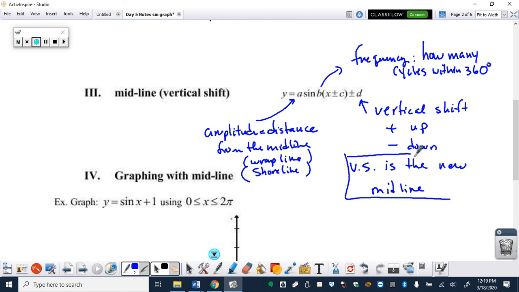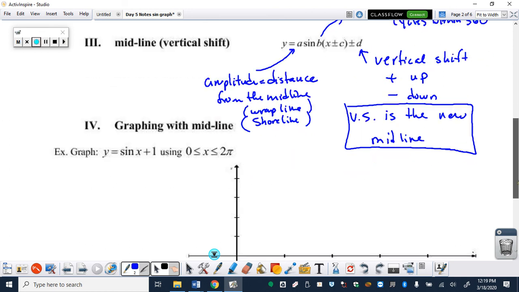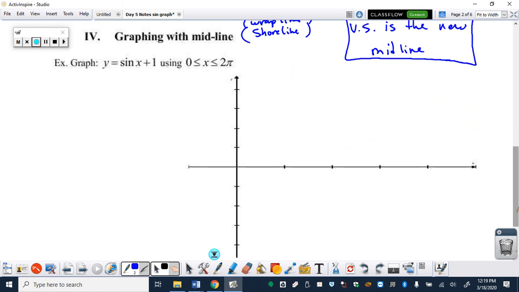Big idea for this section: when we shift the graph, the entire graph is either going to go up or down. The midline will no longer be the x-axis. The midline is going to be whatever the vertical shift is. So let's look at the first example, y is equal to sine x plus 1. And they're asking us to graph it from 0 to 2 pi. So that means I'm immediately going to put 2 pi at the end, and I can scale my x-axis accordingly with my quadrantals.